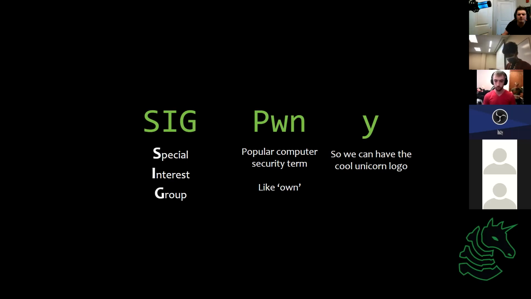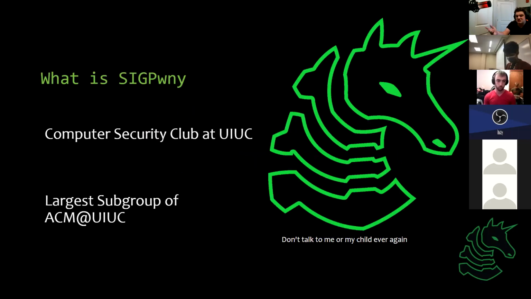It's kind of similar to "own," except "pwn." And then the E is really so that we can have the cool robot unicorn logo. So what actually is SigPwny?